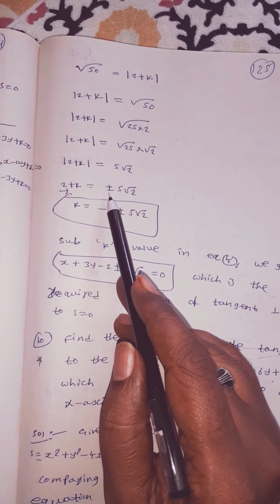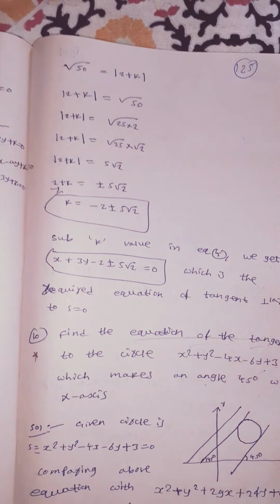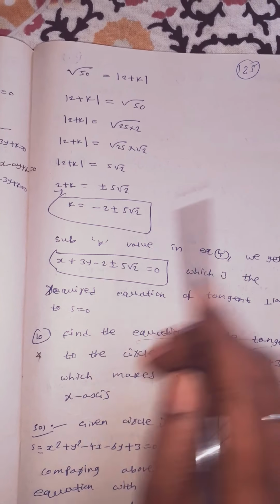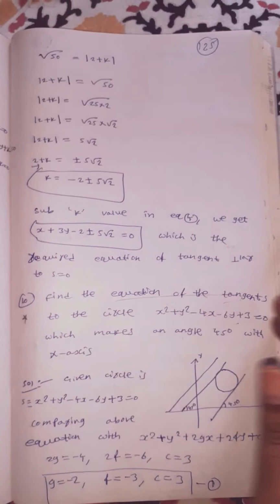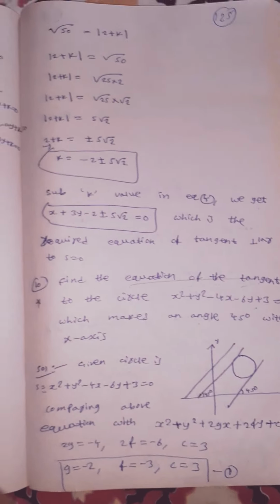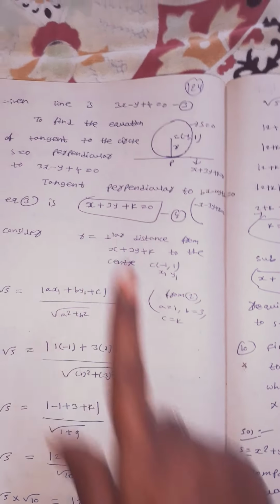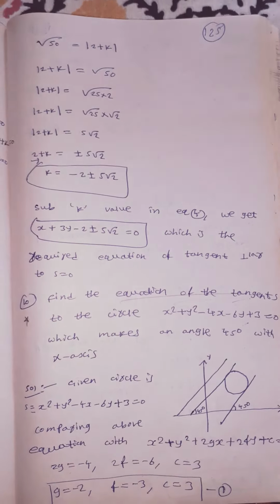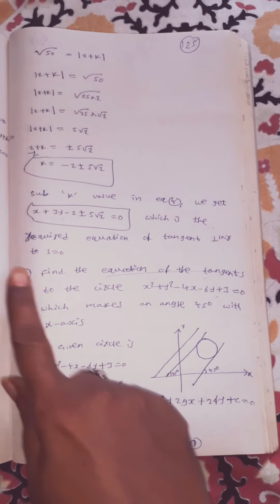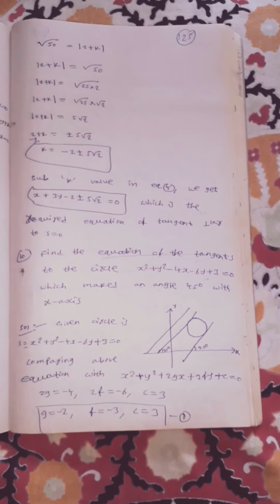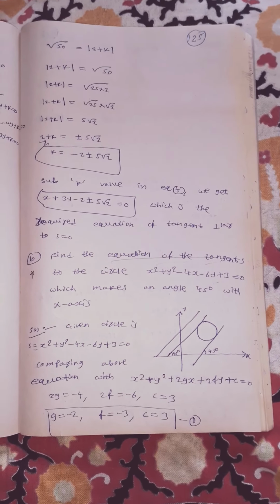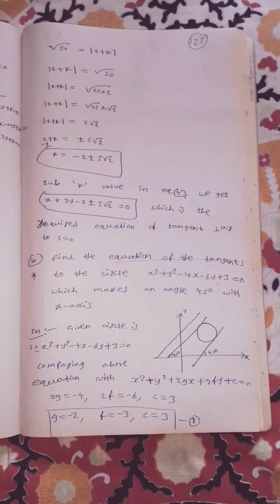So the modulus on the other side, plus or minus. What k value did we get, children? Sending to that side, minus 2 plus or minus 5 root 2. Substitute the k value in equation 4. What is equation 4, children? x plus 3y plus k value, minus 2 plus or minus 5 root 2, equal to 0, which is the required equation of the tangent perpendicular to the given line. Is it clear, children? So this is also a very important 4 marks question.